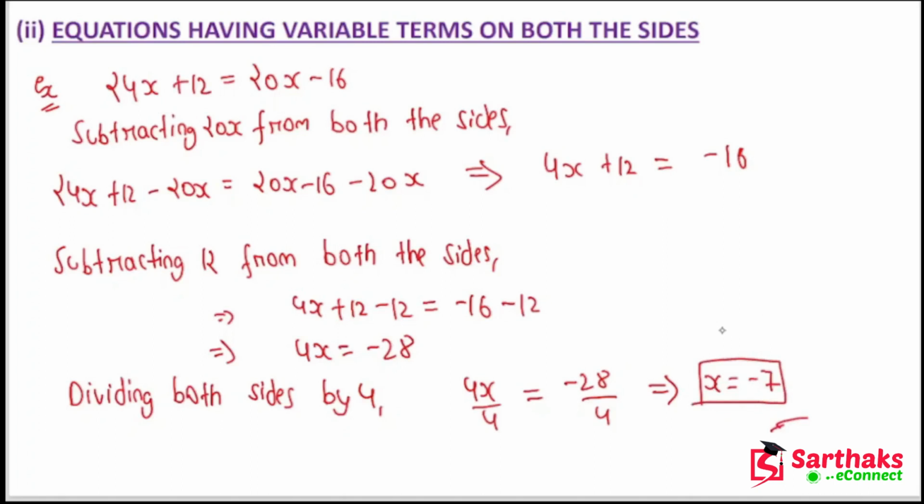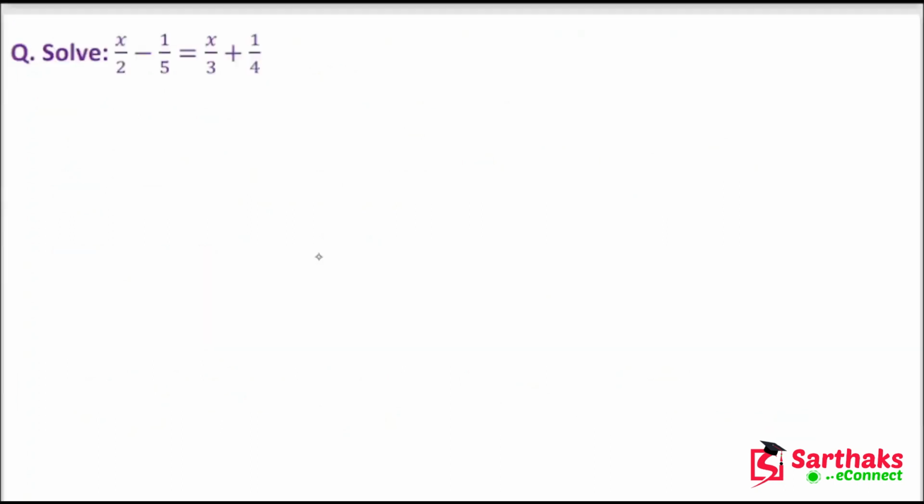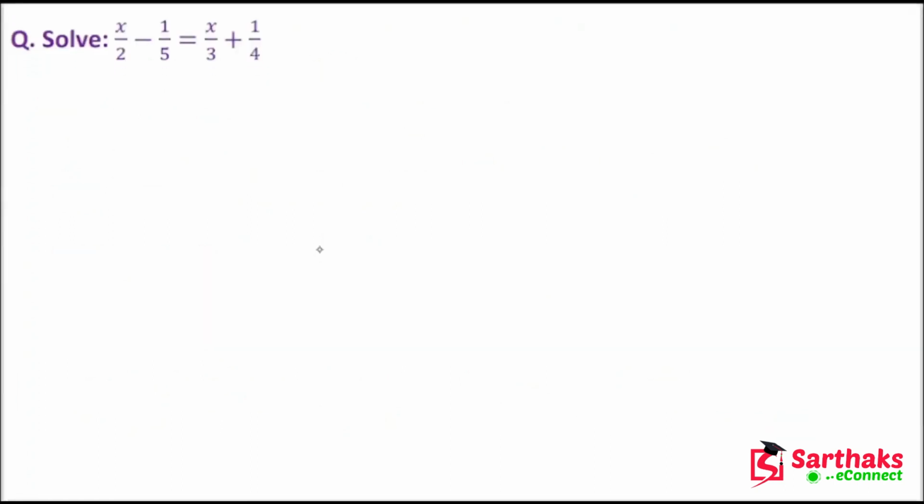Let me give you an example to show how it works. So the question is x by 2 minus 1 upon 5 is equal to x by 3 plus 1 by 4, right? So now there are variable terms on both the sides, and we have to solve the equation. So what naturally we will do is we will try to bring x together and numbers together, and what we will do is we will try to add 1 by 5 on both the sides.